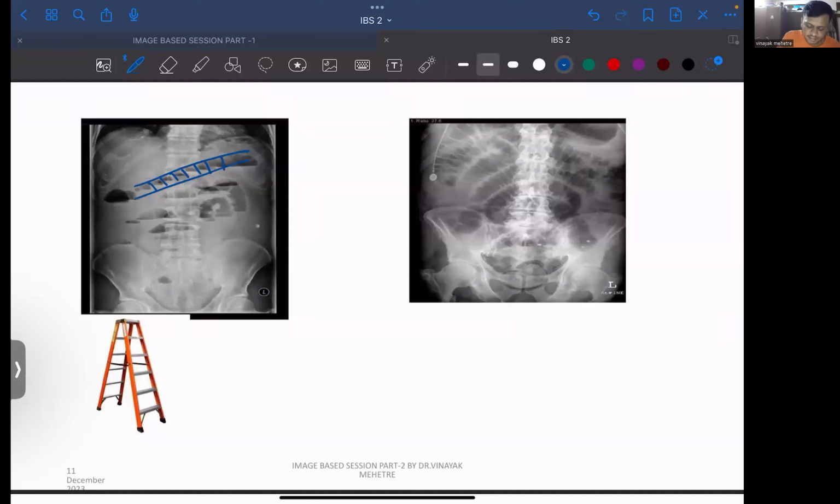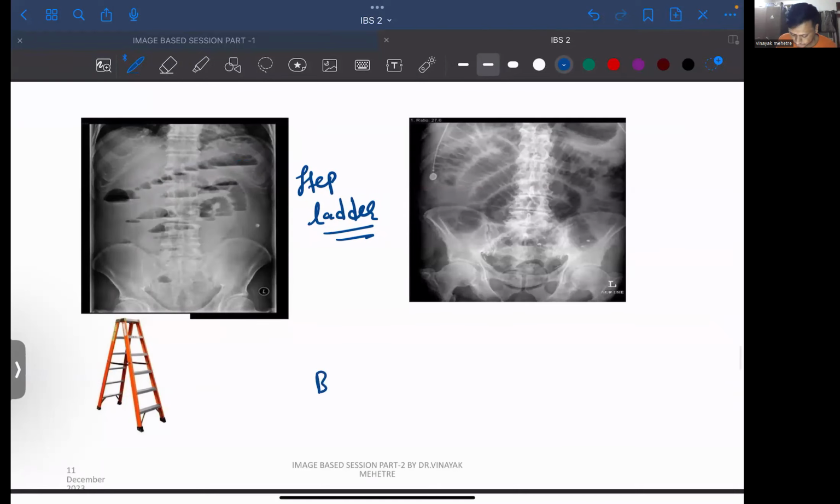इट लुक लाइक अ लैडर. इट लुक लाइक अ लैडर, इसी को हम बोलते हैं स्टेप लैडर. किस में मिलता है? इट इज सीन इन बावल ऑब्स्ट्रक्शन. ओके, बावल ऑब्स्ट्रक्शन, एक्यूट इंटेस्टिनल ऑब्स्ट्रक्शन. ओके, एक्यूट इंटेस्टिनल ऑब्स्ट्रक्शन में मिलेगा.